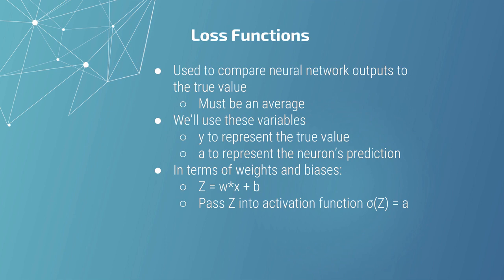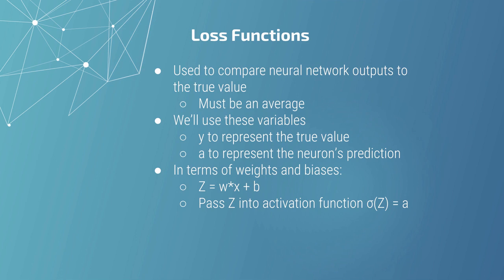Loss functions. What are loss functions? They're basically just used to compare neural network outputs to the actual value, and this must be an average value. We'll use these variables: y to represent the true value of whatever it is we're predicting, and a to represent the neuron's prediction. In terms of weights and biases, as seen before, z equals x times w plus b, and we pass z into an activation, sigmoid of z equals a.